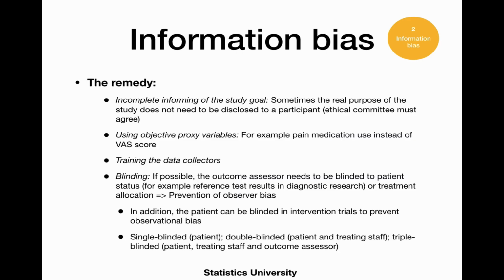And there are different degrees of blinding. So common nomenclature is that single blinded means that only the patient is blinded. Double blinded means that the patient and treating staff are blinded. And triple blinded means that the patient, treating staff, and the outcome assessor are blinded.